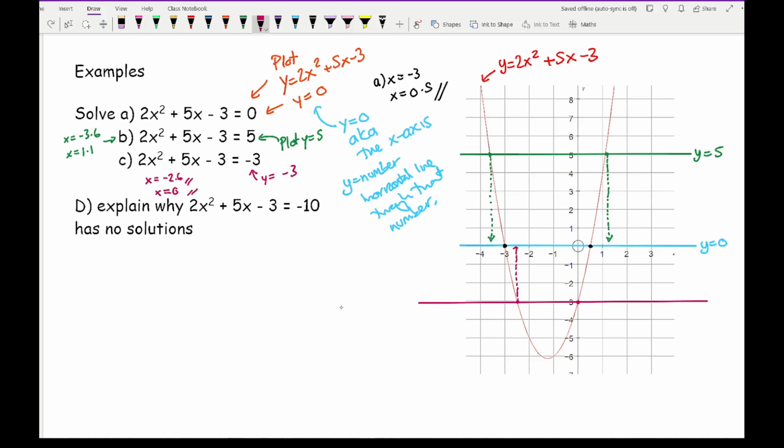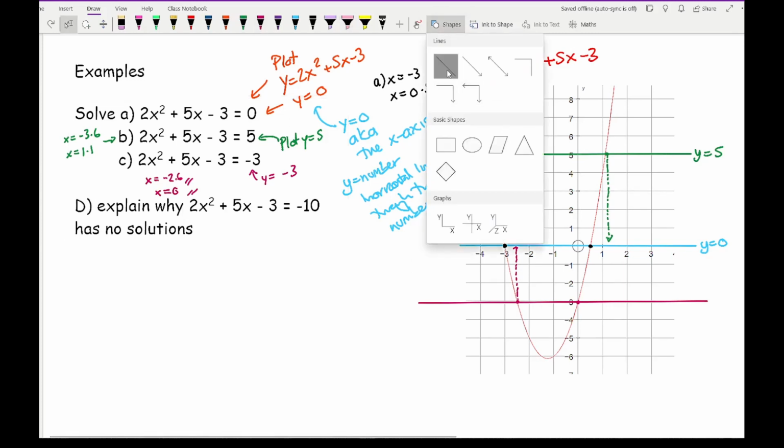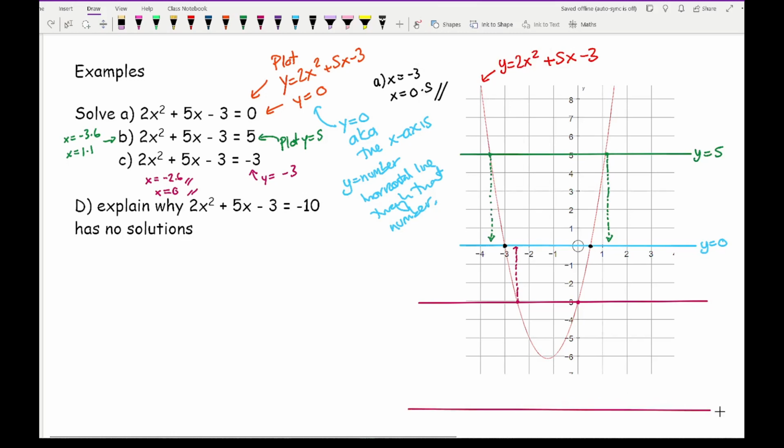Part D then says explain why 2x squared plus 5x minus 3 equals minus 10 has no solutions. So for this, again, I follow the same sort of steps as before. Minus 10 would be roughly around here. Let's say, well, actually it wouldn't, but let's just pretend that it is. And let's use a different color that we've not used yet, purple.